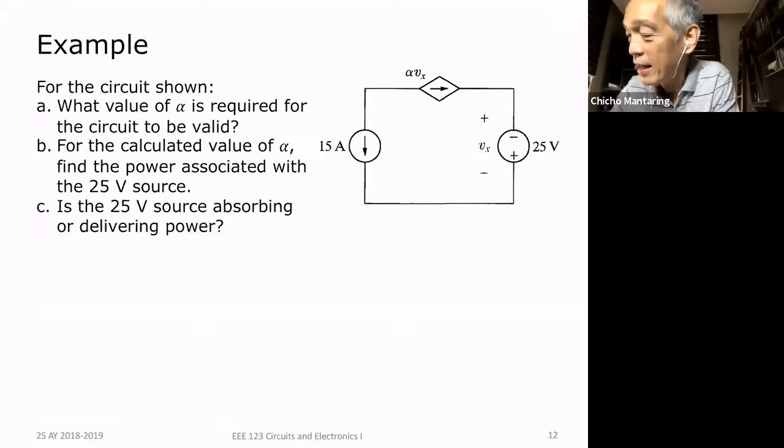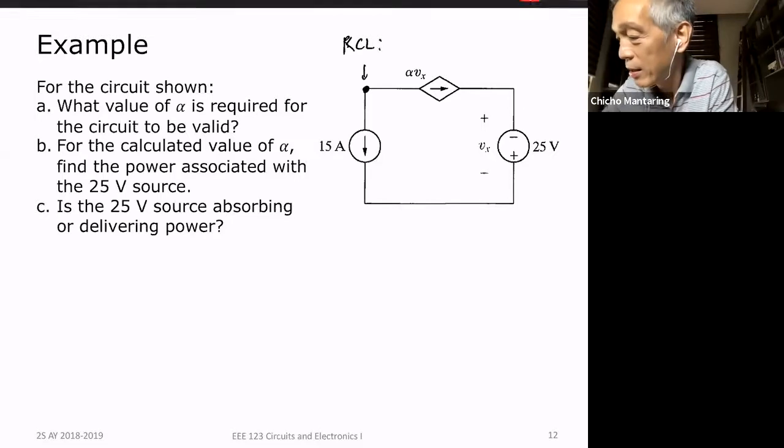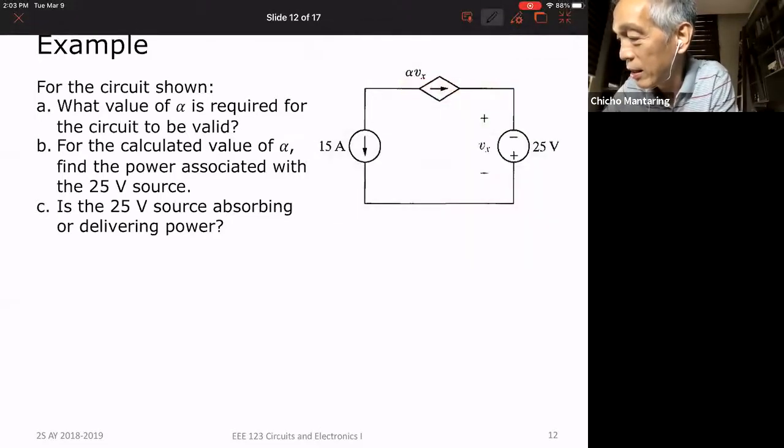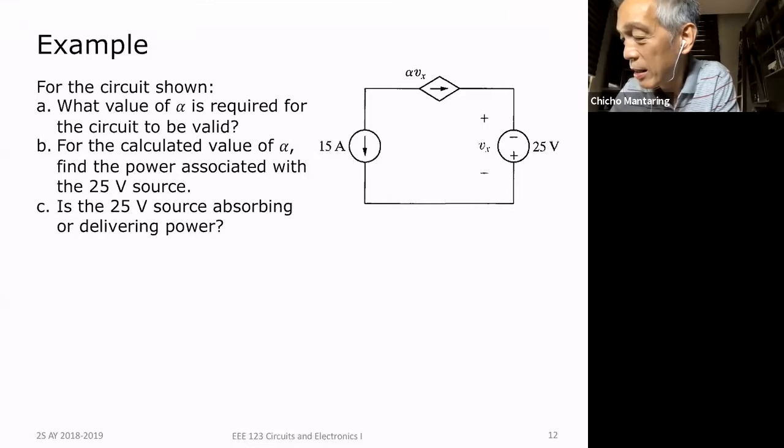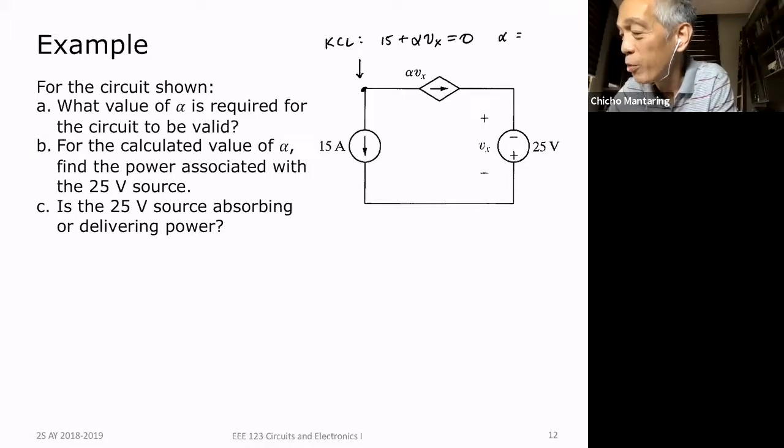If you apply KCL here, okay, KCL at that point, let me apply KCL here. Okay, I'm going to get 15 plus alpha Vx is equal to zero. No? So alpha should be equal to minus Vx over 15.